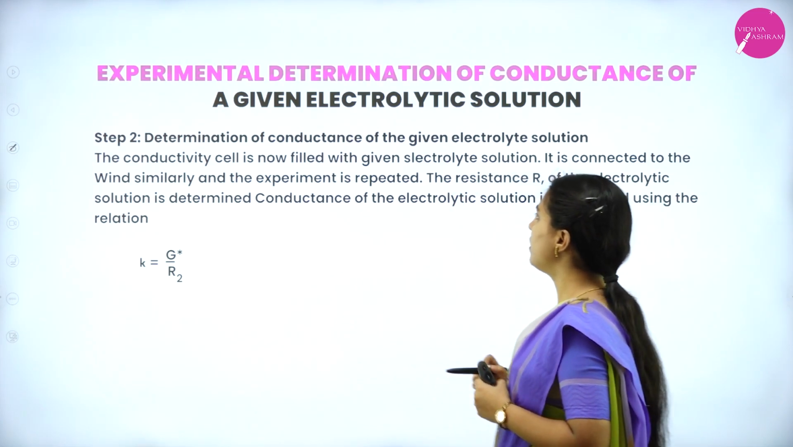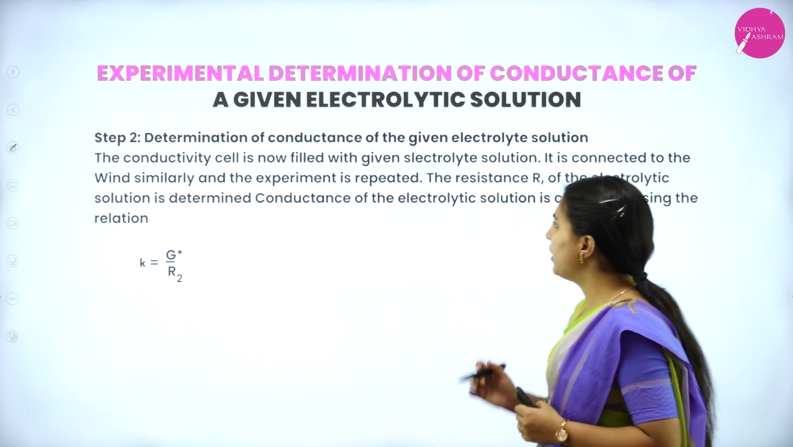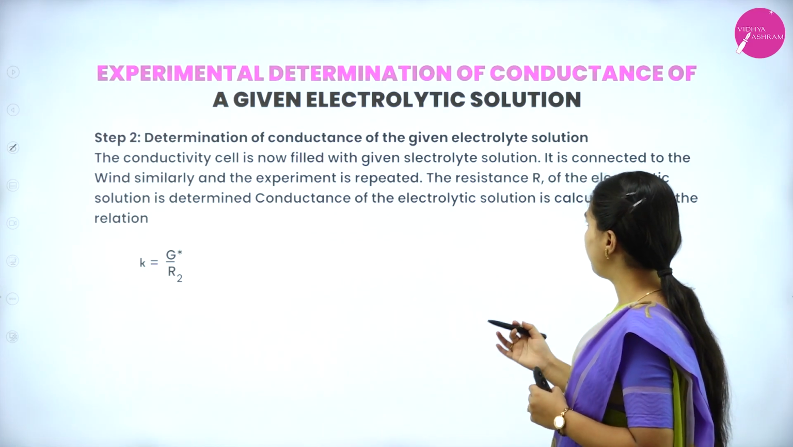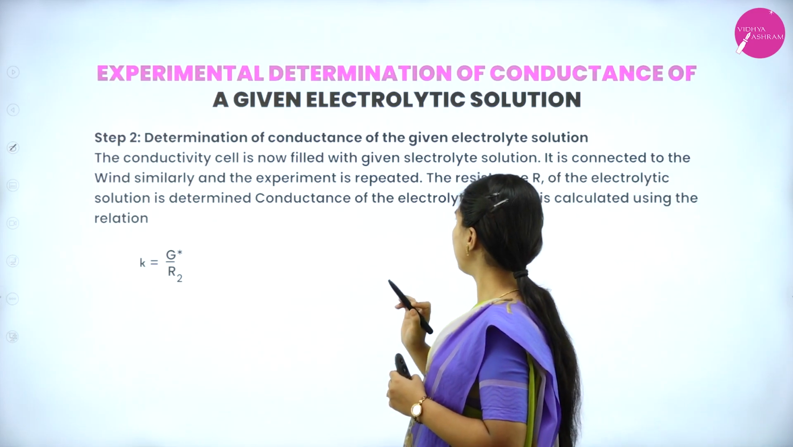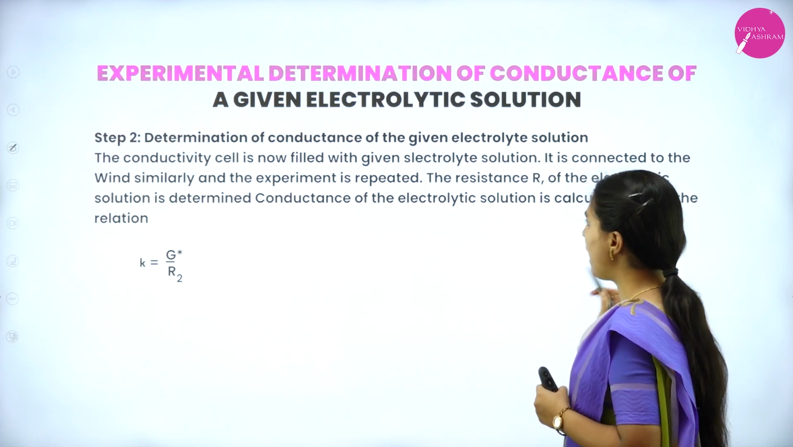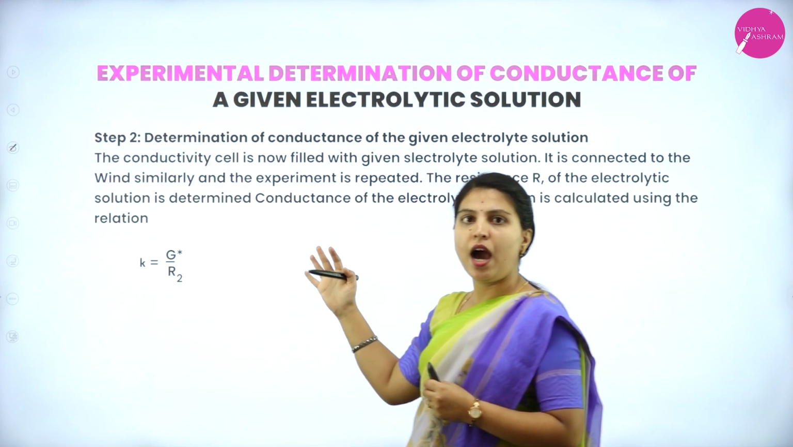The conductivity cell is now filled with the given electrolyte solution. It is connected to the Wheatstone bridge similarly and the experiment is repeated. The resistance R1 of the electrolytic solution is determined. The conductivity of the electrolytic solution is calculated using the relation kappa equal to G star by R2.